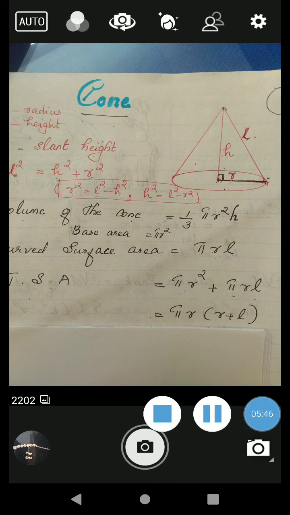Now we can do some questions. Exercise 20b, first question. Find the volume of a cone whose slant height is 17 cm and the radius of base is 8 cm. We write the given things. We know the volume of a cone is 1/3 pi r square h, so we need r and h.